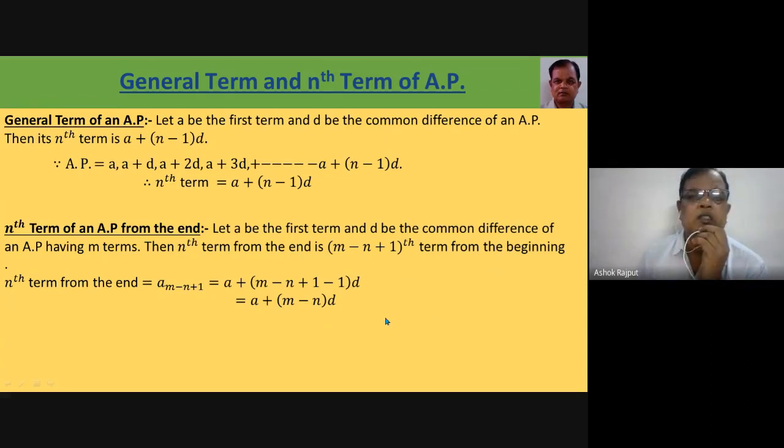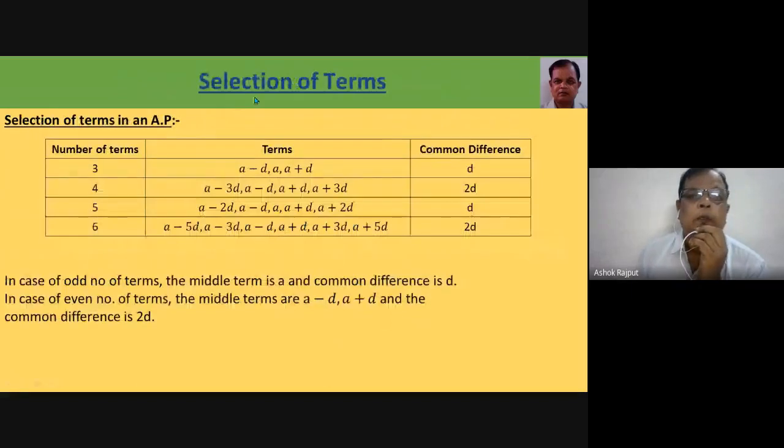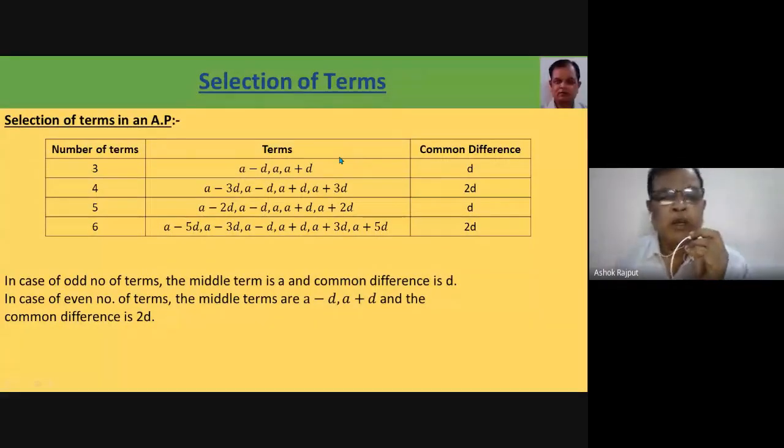Now we go to the next topic, selection of terms. When we want to solve other sums, there is a need to take three terms, four terms, five terms, and six terms. We will take these terms only because they are very helpful in solving problems in an easy way. If you take others, sometimes you can find the answer, but you feel there is difficulty.